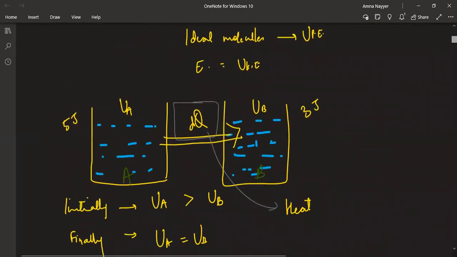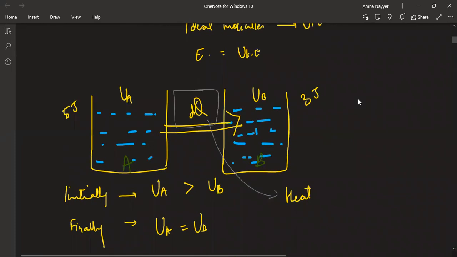So I had taken an example where two containers are there. One is having higher internal energy. Let's say A is having higher internal energy. So some amount of energy will flow. Let's say this was at 5 joules, this was at 3 joules. Now some amount of energy flowed from A to B. This decreased to 4 joules, and this increased to 4 joules. Now they are the same. Now no more energy will flow from either direction.